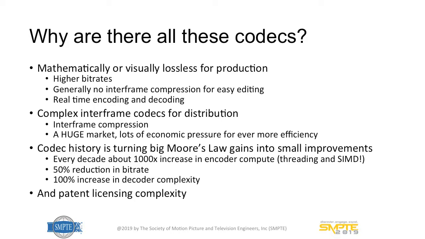For distribution, we have complex codecs, or interframe, that do all kinds of stuff. And this is a huge, massive market with massive pressure. Think about a company like Comcast or Dish. They sell people channels, and if they can squeeze 20% more channels into the same amount of radio frequency spectrum they have available, that's more money for them. So even small improvements in compression efficiency, if you can get the same experience, more bang for the bit, then they're able to make a lot more money.